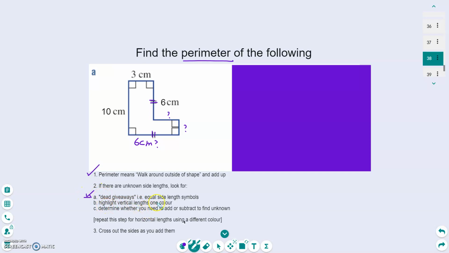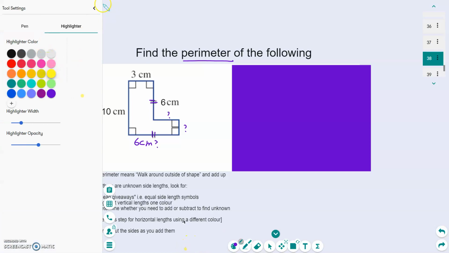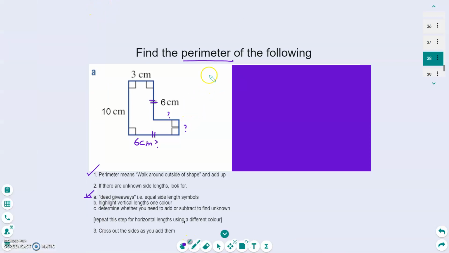Now I've said highlight vertical lengths in one color. This is just the process I follow. By vertical, we mean cliff, right? The cliff face, the vertical lengths. So they're all the vertical lengths I can see in that diagram. And I just have to make some deductions. So this whole thing is 10. Part of this is 6. And the other part, we don't know.